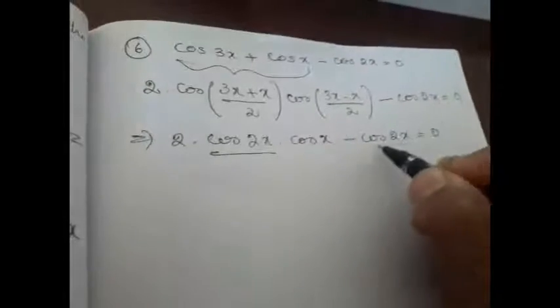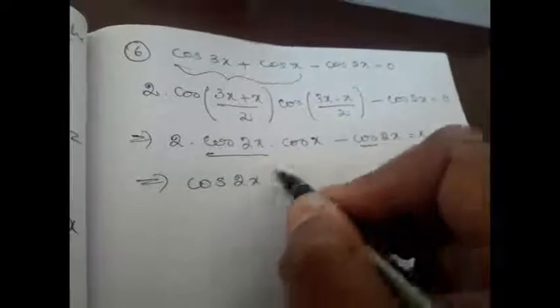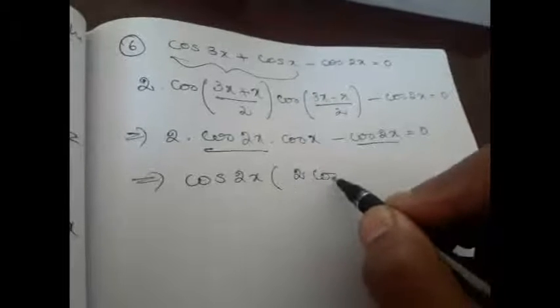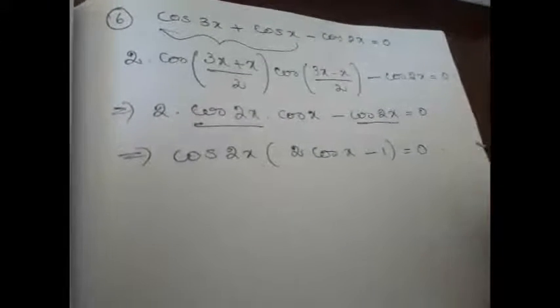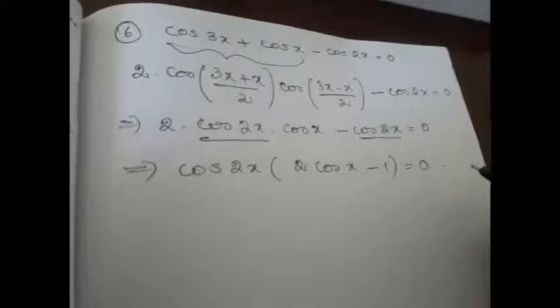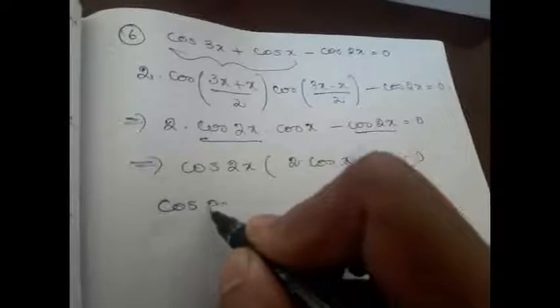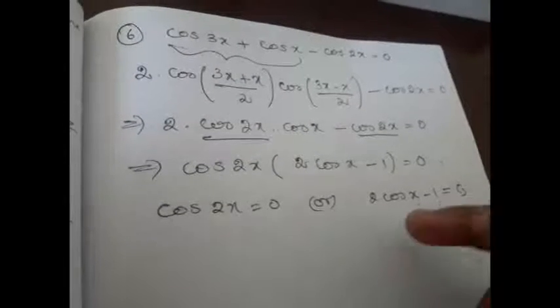Now we have cos 2x as common, so we can take cos 2x common. We are left with 2 cos x minus 1 equal to 0. Right? Cos 2x we have taken common, so 2 cos x minus 1 equal to 0. When is this possible? Either cos 2x should be equal to 0 or 2 cos x minus 1 equal to 0.